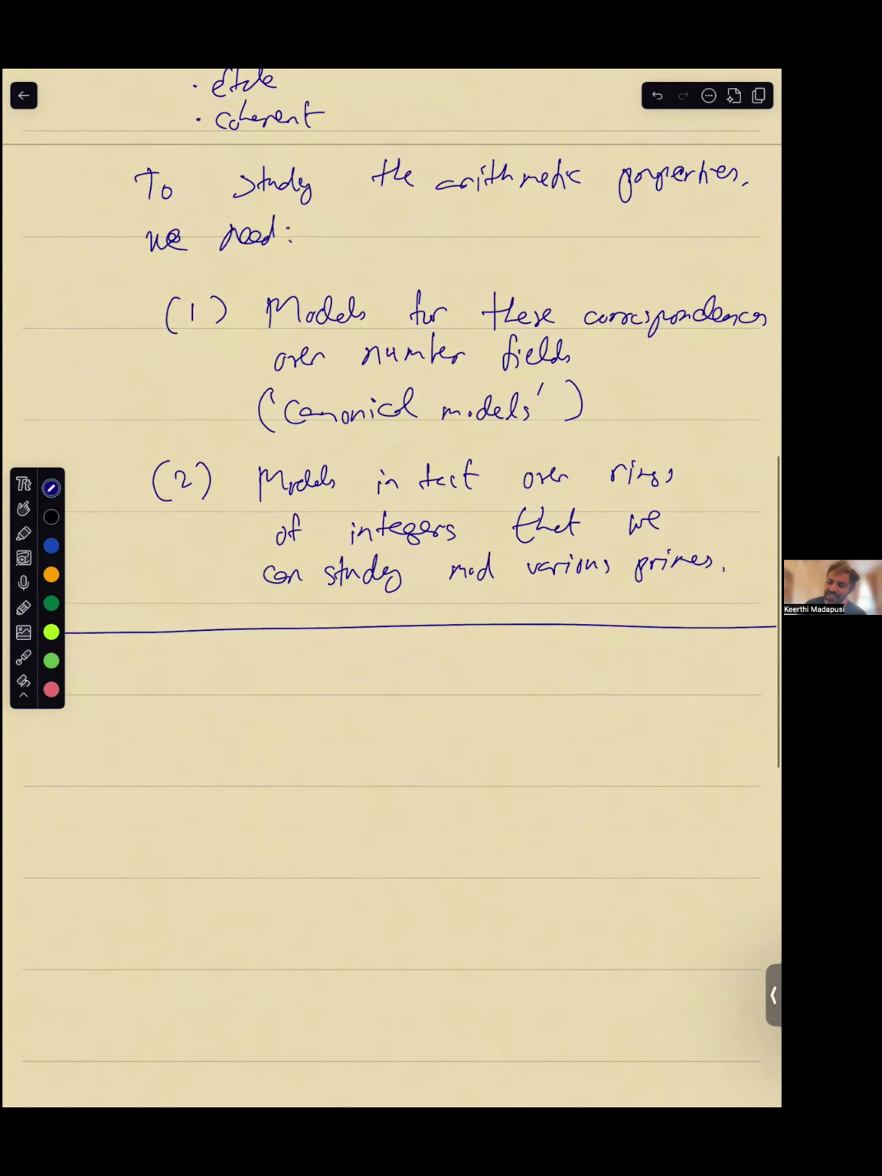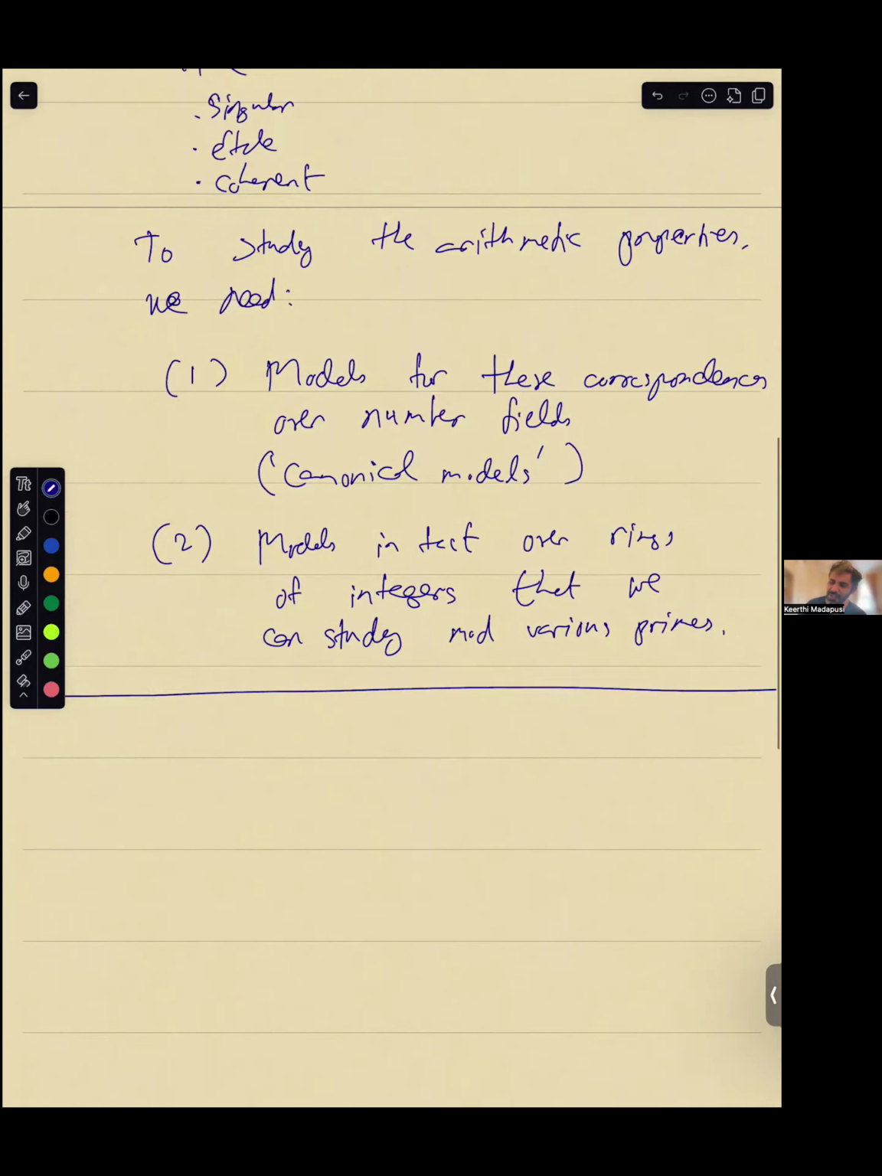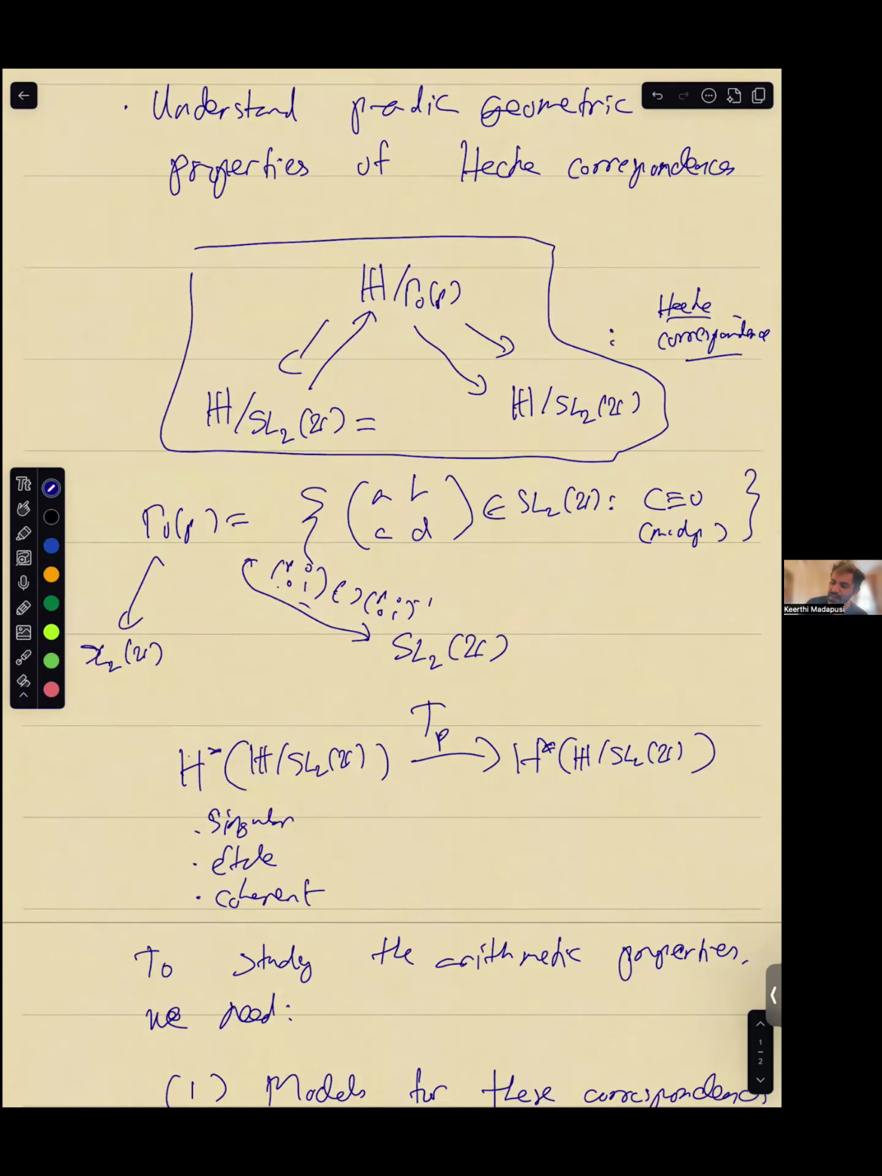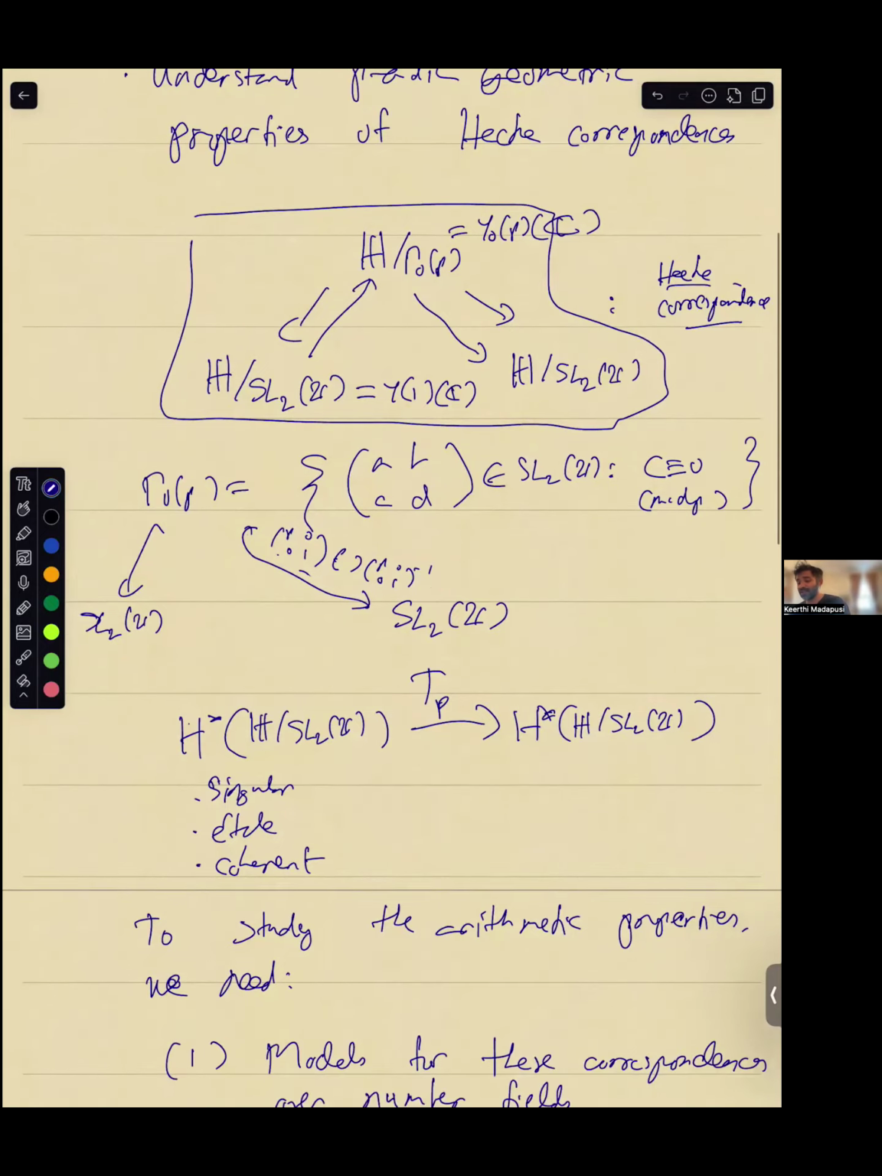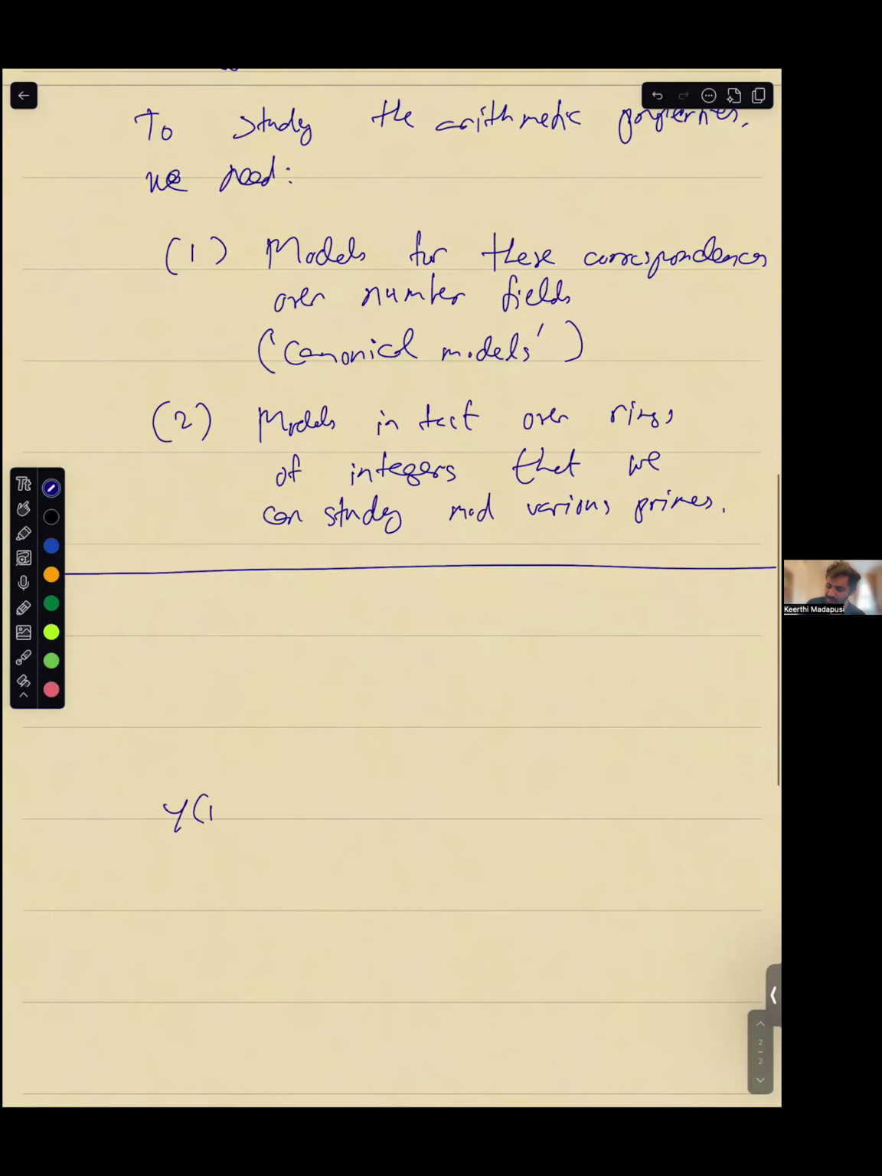The way you get these models usually is via a moduli interpretation. Again, you have H mod SL2Z, which you can interpret as the C points of the modular curve Y of level 1. And this is the set of C points of the modular curve of level gamma naught of P. So again, remember, the way this works is this is a moduli of elliptic curves.